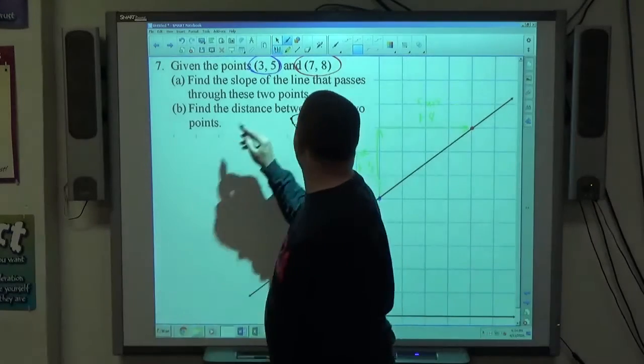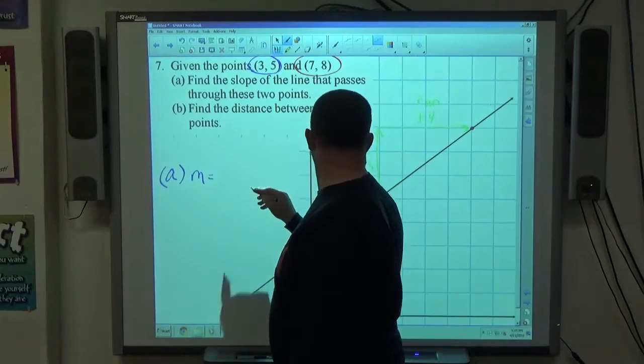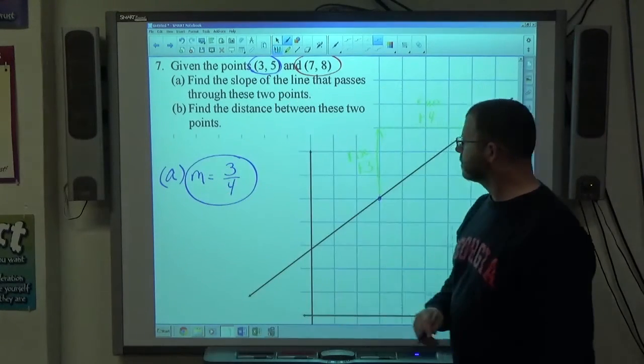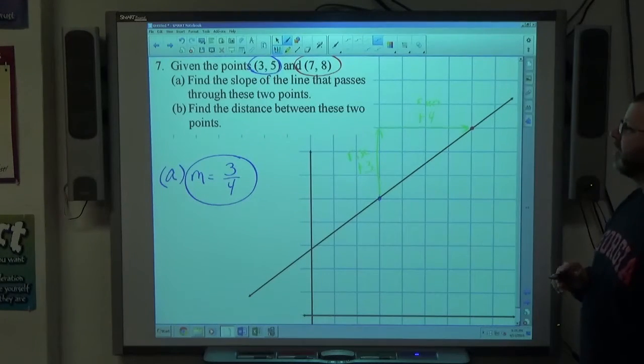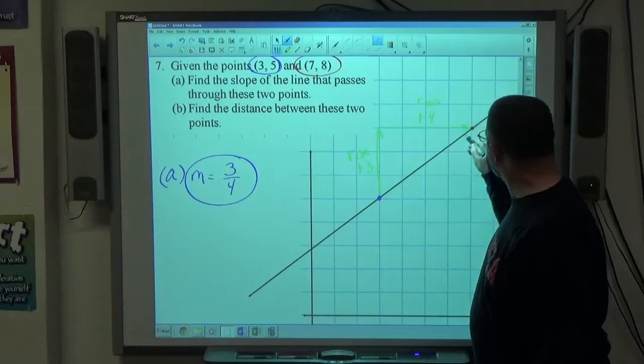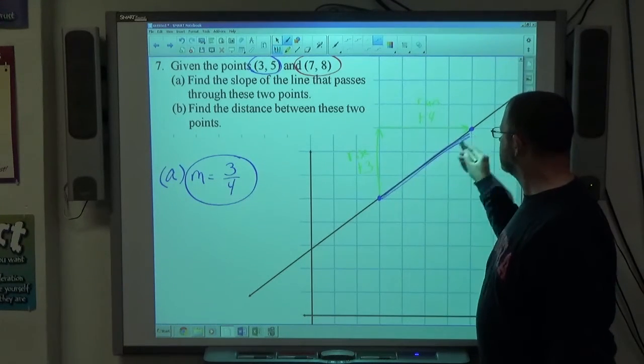So for part A, the slope is simply the rise, which is positive 3, over the run, positive 4. There's my slope. Second thing says find the distance between these 2 points. So the second part, all I want to know is how far is it from here to here. They're asking me for the length of this blue segment here.